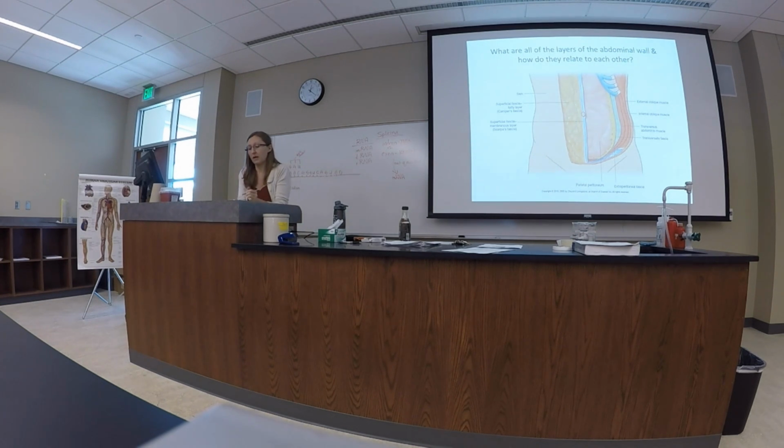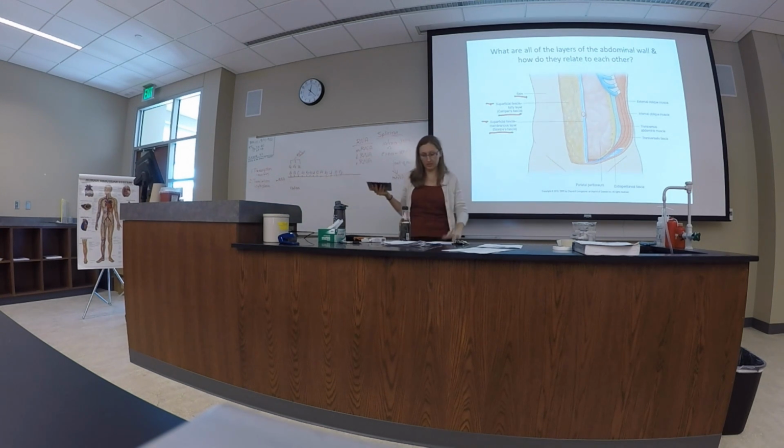So, obviously we have the skin, superficial layer, and then underneath that we have the superficial fascia, which is divided into two layers, the Camper's fascia and the Scarpa's fascia. The Camper's fascia is a fatty layer, has lots of fat in it, but there was something else I was supposed to say about it.